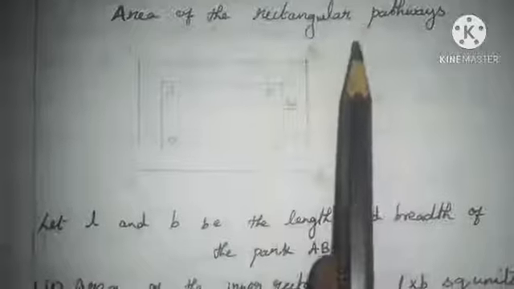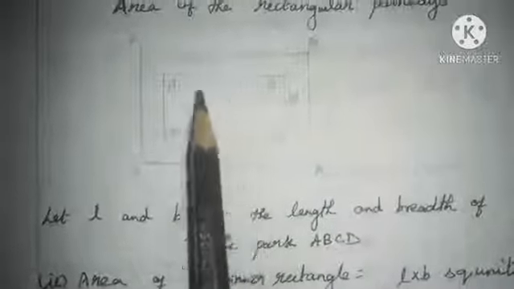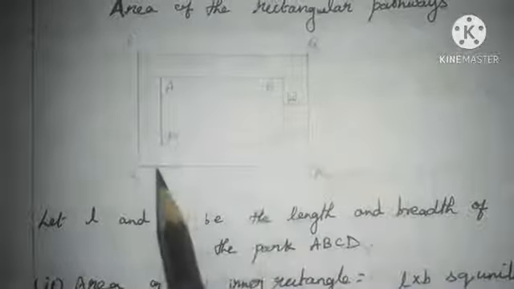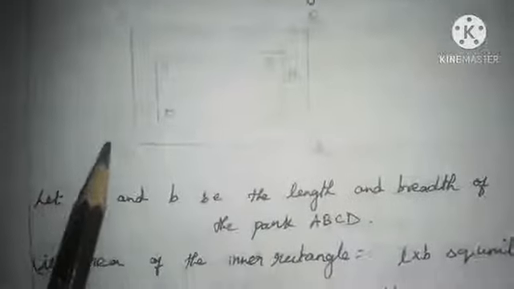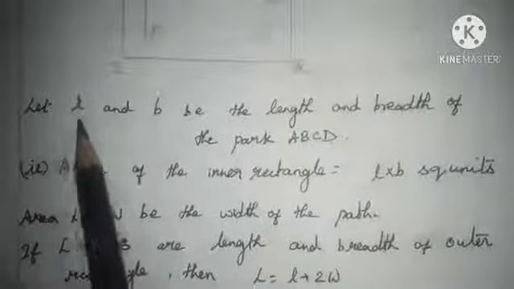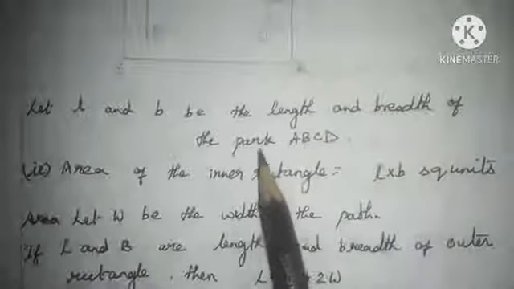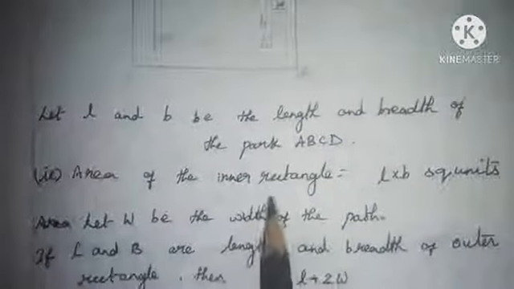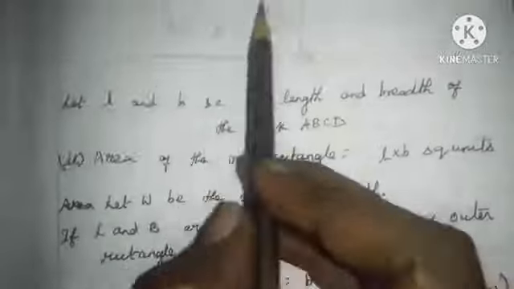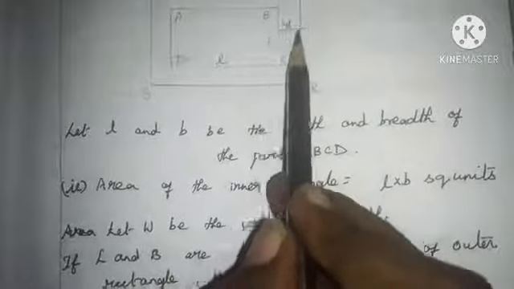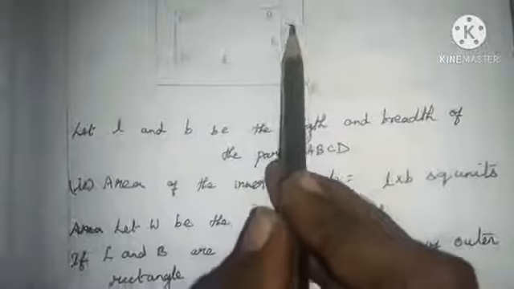The area of the rectangular pathway can be found as the difference of the area of the outer rectangle and the area of the inner rectangle. Now let us consider that l and b are the length and breadth of the park ABCD. Here is the length and this is the breadth, and the area of the inner rectangle can be written as length into breadth square units. Here they have given the width. We consider this width as W.